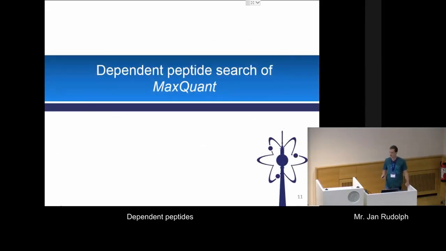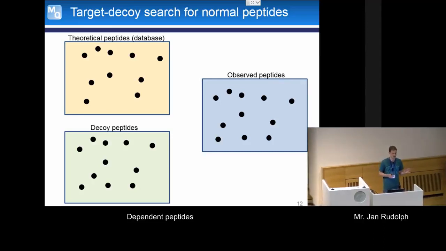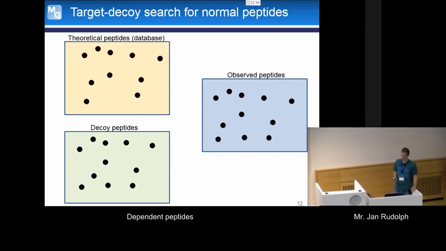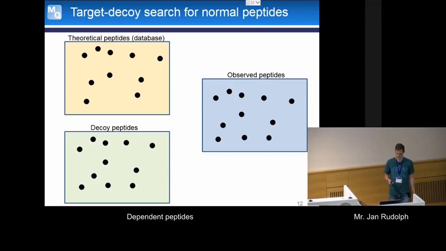So let's see how this works in MaxQuant. First, let me briefly review the target-decoy search for the normal peptides. Here you have 3 populations of peptides. On the right, you see all the observed peptides, so these are the ones that you measure in your instrument. And on the left side, you see theoretical peptides on the top, the good ones that you have in your database, and on the bottom, the decoy peptides, which we will use for our FDR estimation.